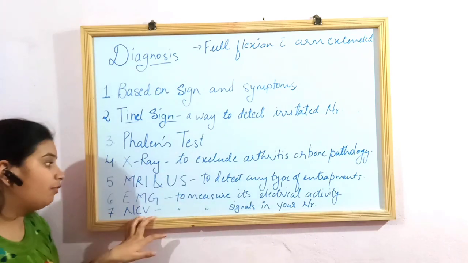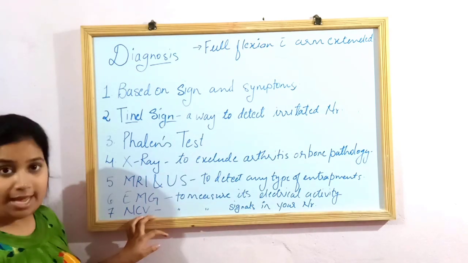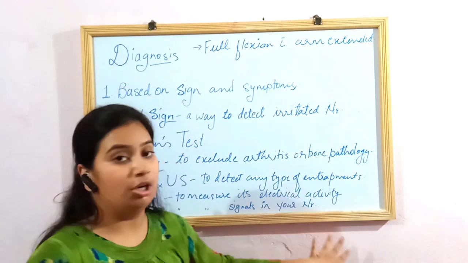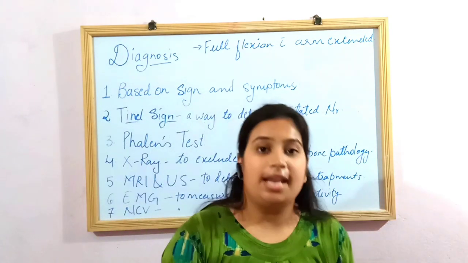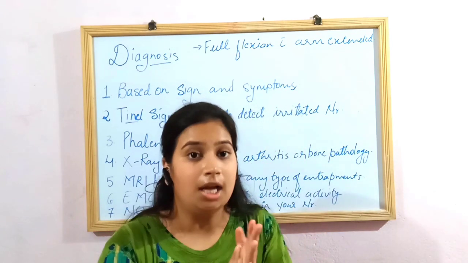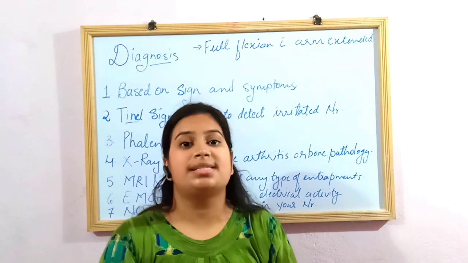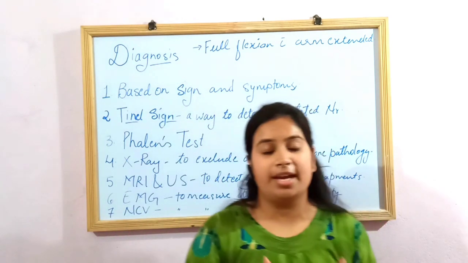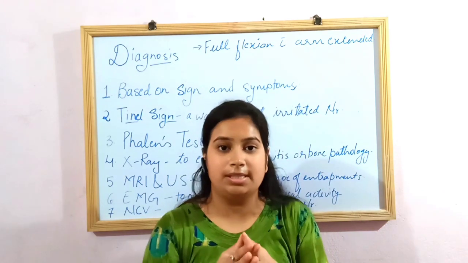Next is the nerve conduction velocity, also called as NCV, is used to measure the signals in your nerve. In this, doctor puts an electrode over your skin area to measure the impulses sent by the nerve. So these are the diagnoses by which we can confirm the patient is having carpal tunnel syndrome or not.